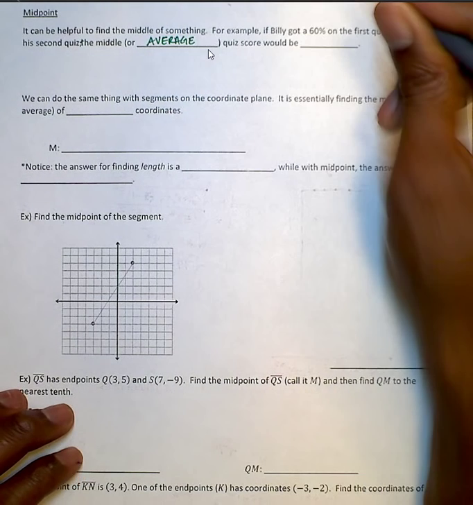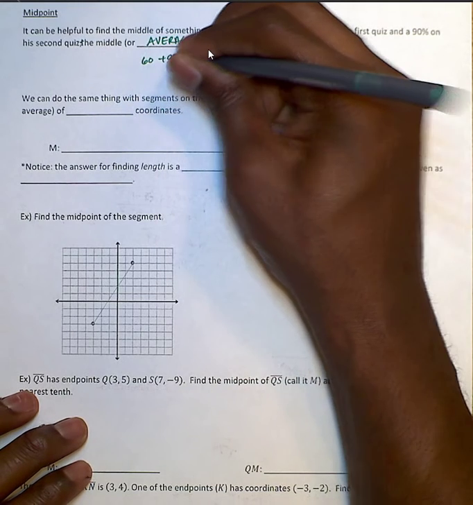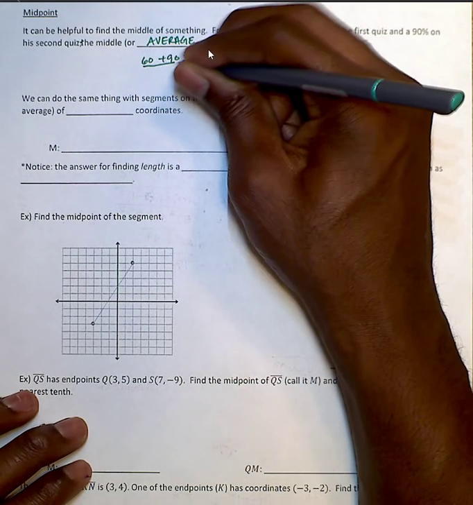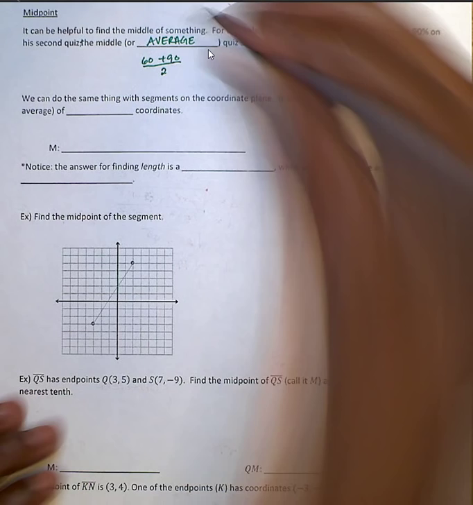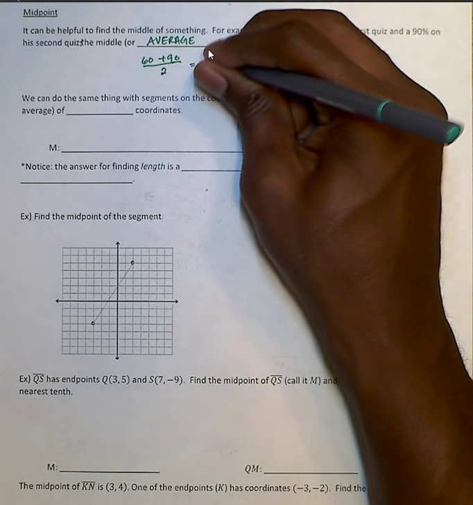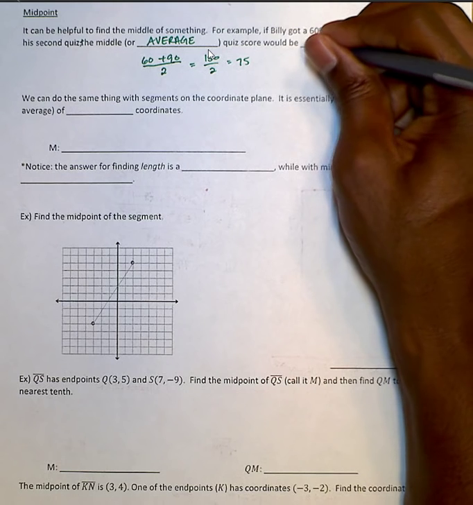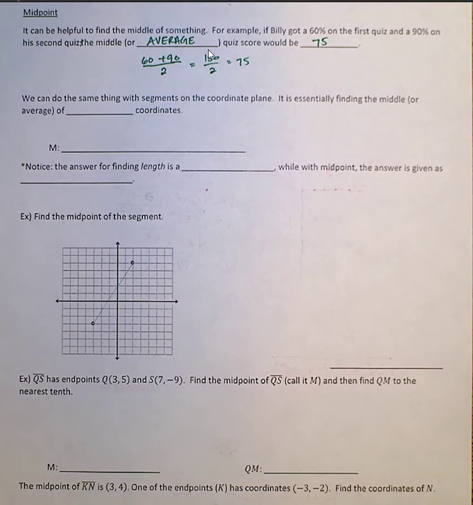Well, you'd find that because you say, well, his first one was 60 and his second one was 90, so we add those together. And since we have 2 quizzes, we take those 2 scores and divide it by 2. 60 plus 90 being 150. 150 divided by 2 is 75. So I know his average, or midpoint, of his quizzes would be 75.